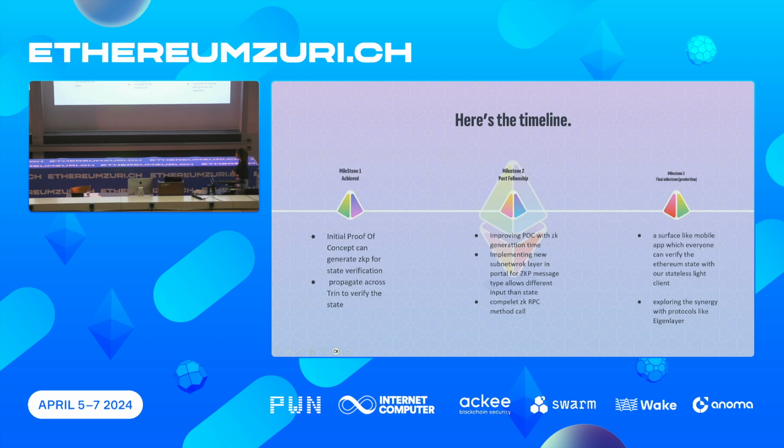Next, we are going to improve the POC with ZK generation time, and of course implement a new subnetwork layer in the Portal Network for storing ZK proof messages, and introduce a new RPC call method to facilitate that kind of peer-to-peer cross-check. And last but not least, we can have a light mobile app which everyone can use as a verifier and just verify the state of Ethereum in a more diverse way.